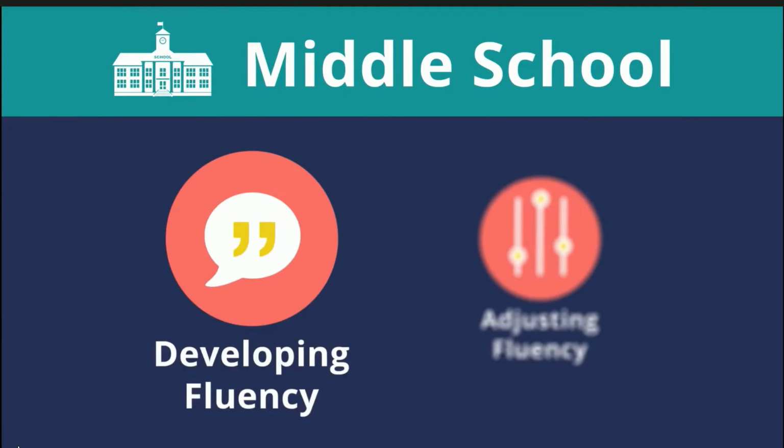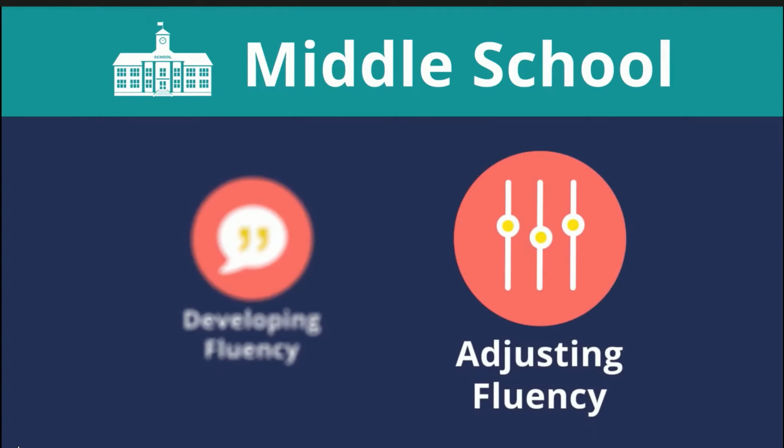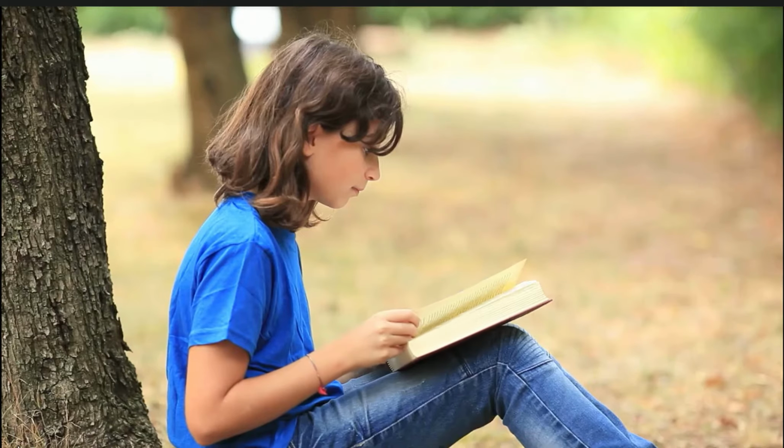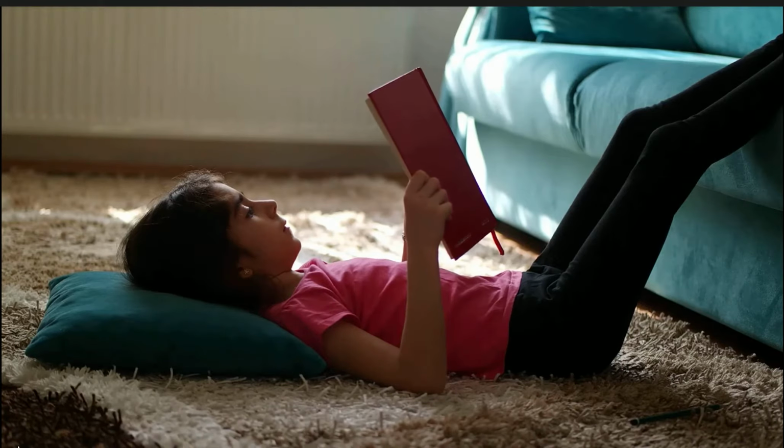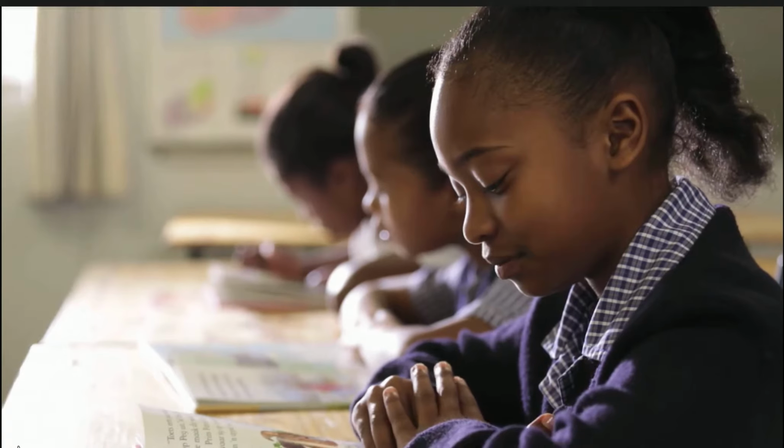In middle school, the focus shifts from developing fluency to learning to adjust fluency based on their reading purpose. Students learn how and when to adjust the elements of fluency, such as pace or expression, based on their purpose for reading. For example, a student who is reading for entertainment may read at a much faster rate than a student who's reading to learn complex information for the first time. Students develop skills to adjust fluency appropriately.